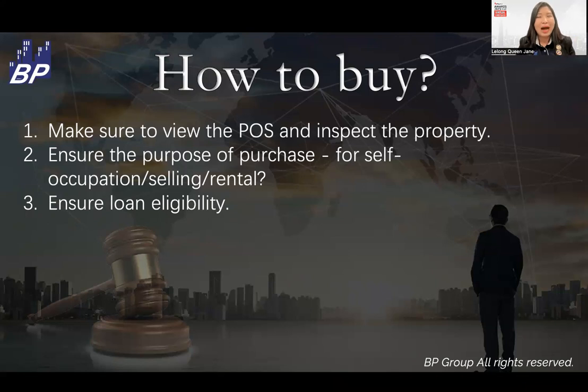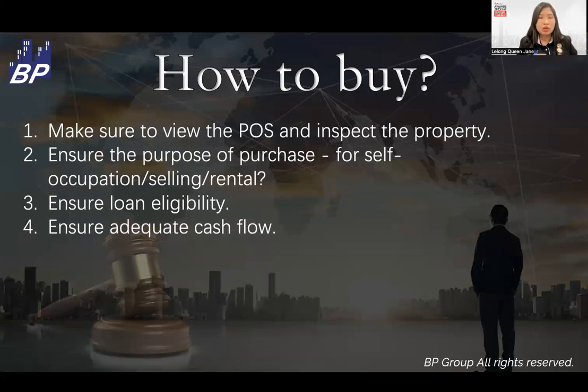So if you want to know how much I can borrow from the bank, you can ask your banker, or ask the agent or the consultant you trust, so that they can help you filter your documents. You also need to ensure adequate cash flow, which means you need to prepare at least a 10% down payment if you are buying your first or second house. And the lawyer fee, stamp duty, disbursement, and all other costs are around 5% of the final selling price.